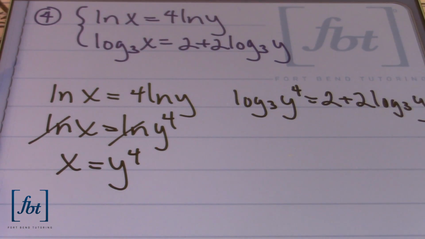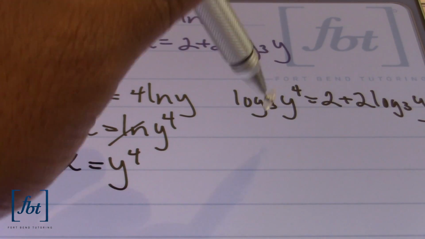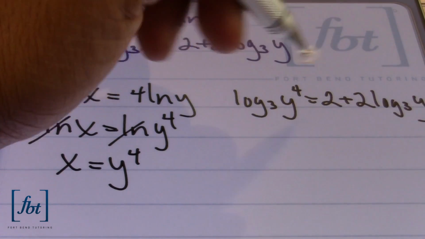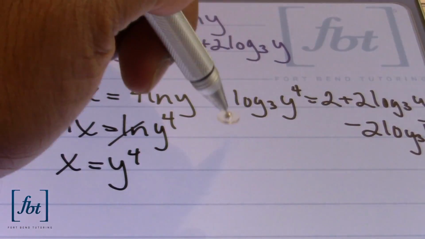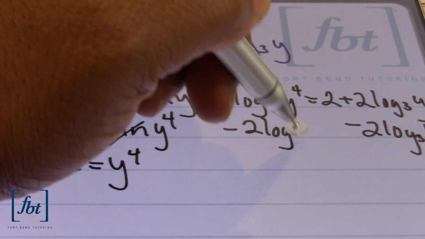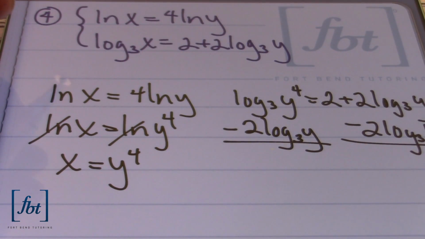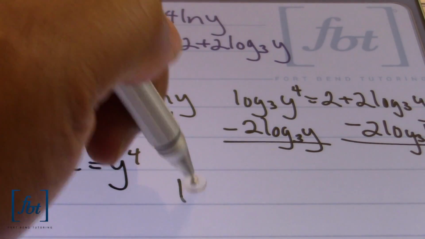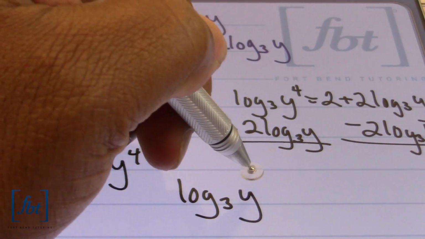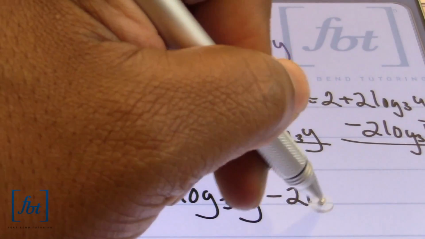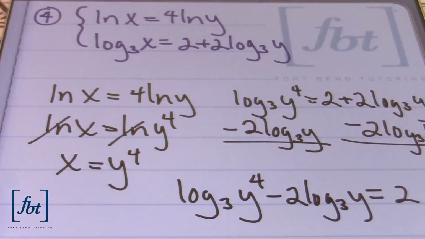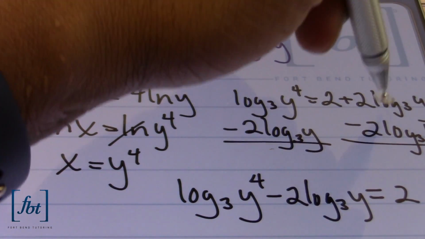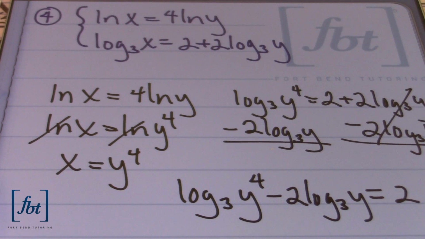Now I want all of the terms that have the variable y on the left side of the equal sign. So that means I'll be subtracting 2 log base 3 of y from both sides of the equal sign here in order to isolate the terms that have my variable y. All right? So now we can rewrite our equation as log base 3 of y to the 4th power minus 2 log base 3 of y, and this equals 2. Just like that, because of course these additive inverses cancel out on the right side of the equal sign.